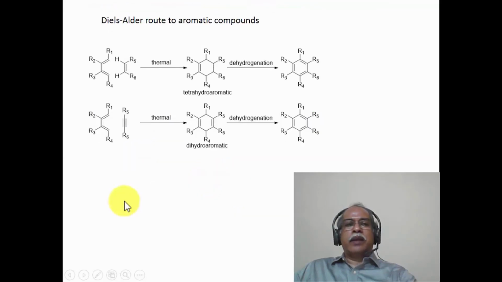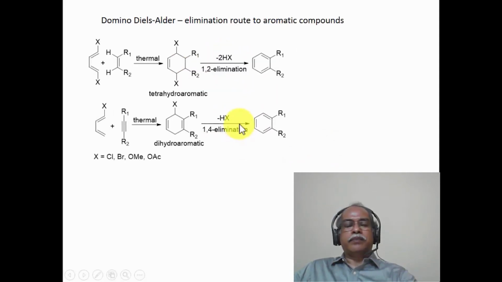these reactions. Now, we have already seen the Diels Alder route to the aromatic system, because the Diels Alder reaction with an olefin produces a dihydroaromatic system which can be dehydrogenated using DDQ to produce the aromatic system, or the Diels Alder reaction with an acetylene can produce a dihydroaromatic derivative. This is a tetrahydroaromatic derivative and this is a dihydroaromatic derivative. Again, dehydrogenation using reagents like DDQ or selenium dioxide can result in the formation of the corresponding aromatic derivative. Let us see some examples of applications of these two types of reactions in organic synthesis.